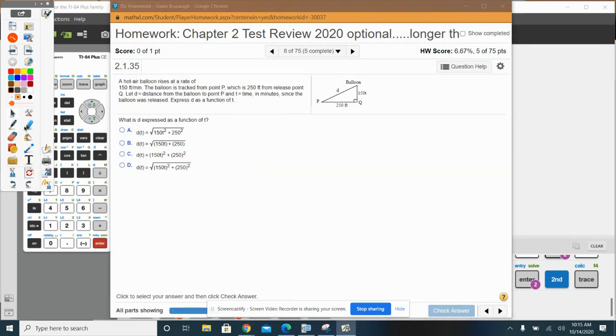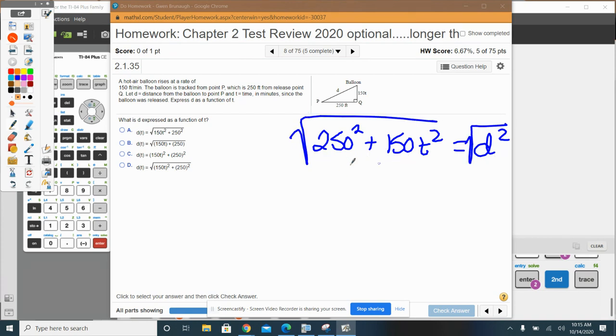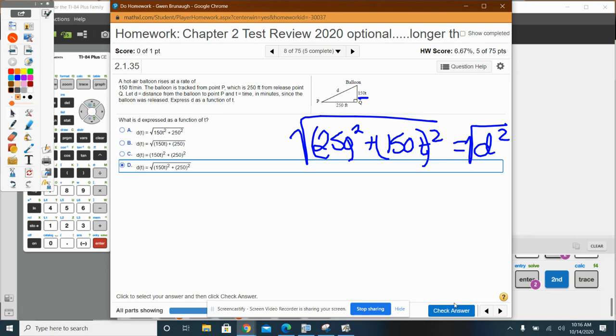Okay, this one, they're giving me a little right triangle here. So they're going to be using the Pythagorean theorem. They want us to find D. So you're going to take the 250 squared plus the 150t squared, and that is the distance squared. Then you will square root both sides. So it looks like this, 250 squared plus 150. I should have done parentheses. See, here they didn't do the parentheses, but the whole thing has to be squared. So that was Mrs. Bruno's mistake. You definitely will need the parentheses on that one.